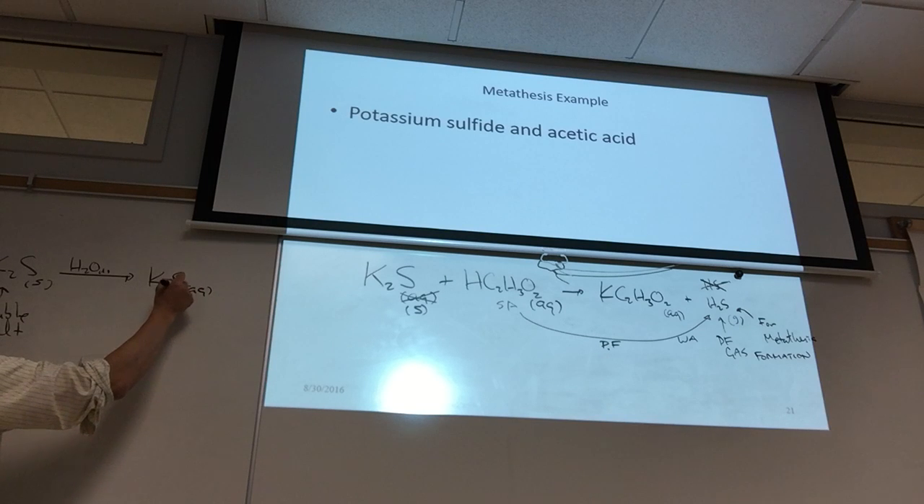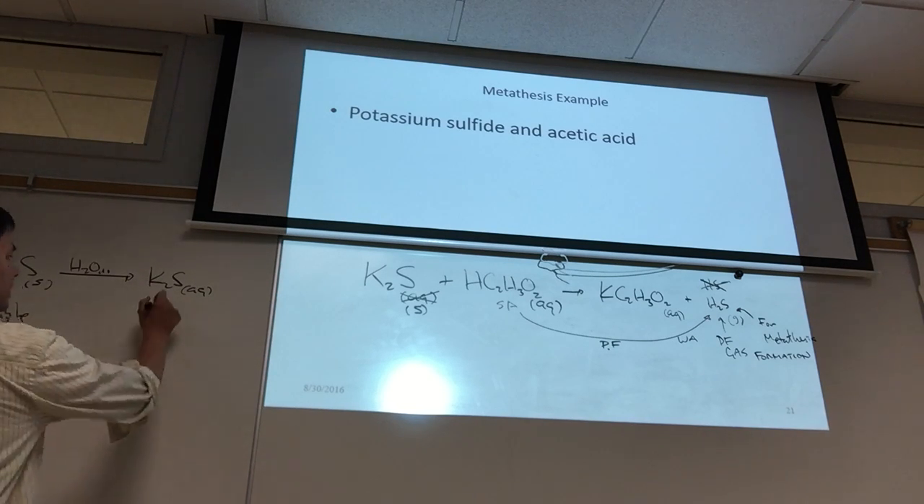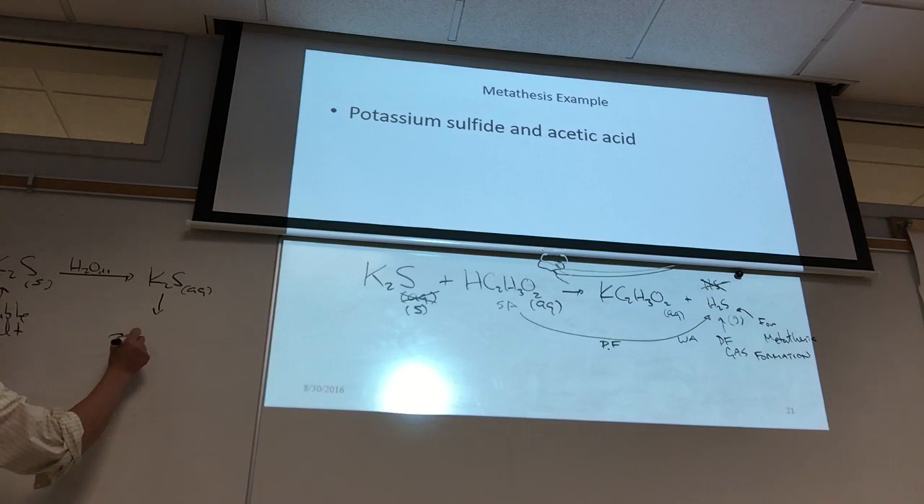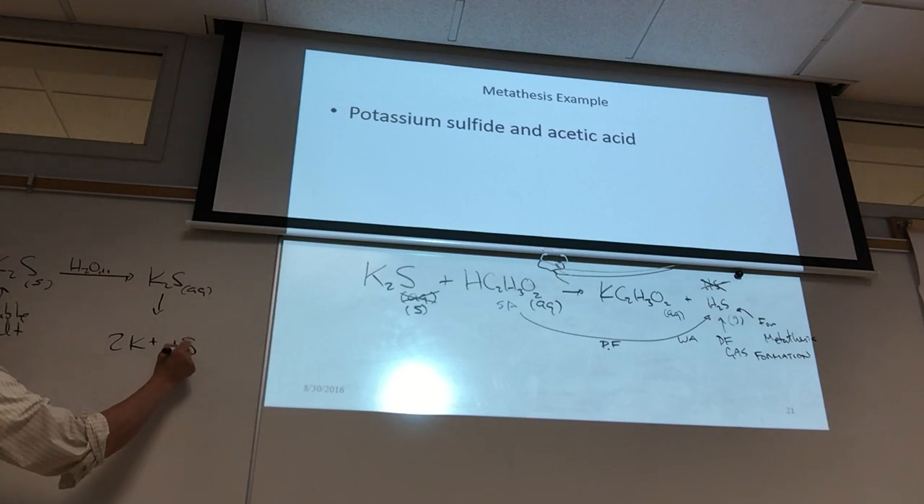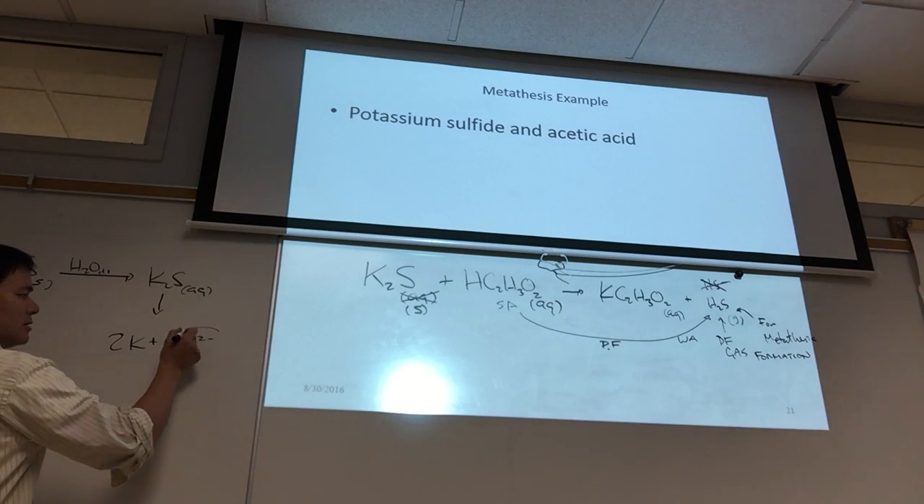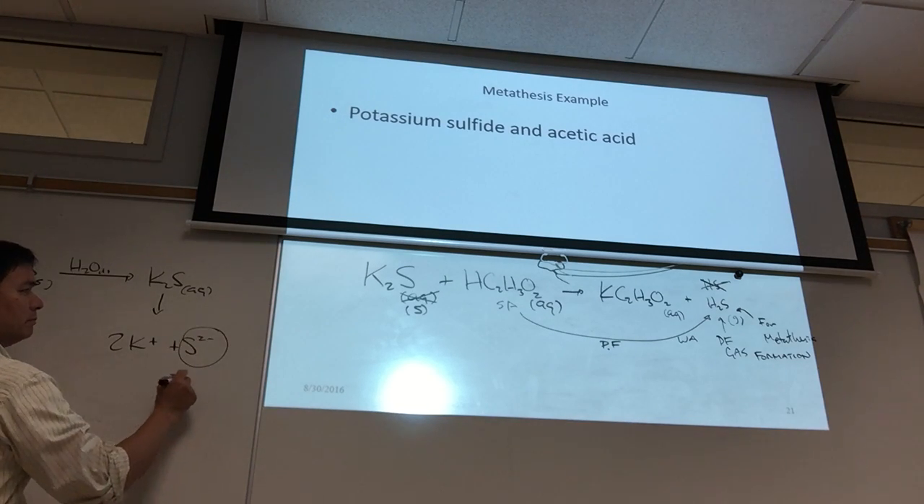K2S(aq). But K2S(aq) is deceptive because K2S, being a soluble salt, is also a strong electrolyte. And so a strong electrolyte means that K2S is going to consist of 2 potassium ions and a sulfide ion. And the problem is this. Here's my problem.